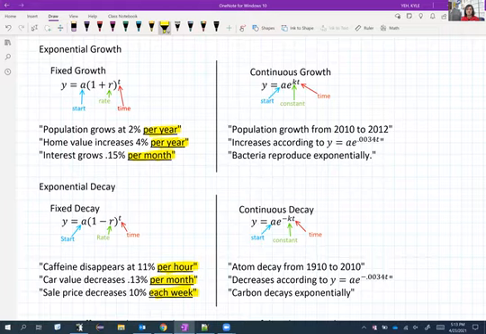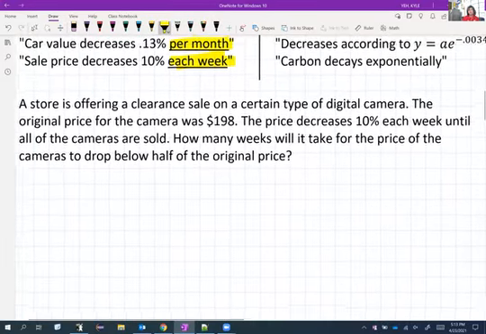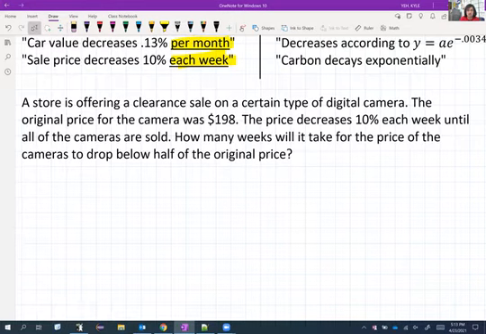How do we solve equations with e in them, with exponentials, variables we need to get down, all those sorts of things. So first question: a store is offering a clearance sale on a certain type of digital camera. The original price for the camera was $198. The price decreases 10% each week until all of the cameras are sold. How many weeks will it take for the price of the cameras to drop below half of the original price? So what this one is saying is, I want to highlight one value here.